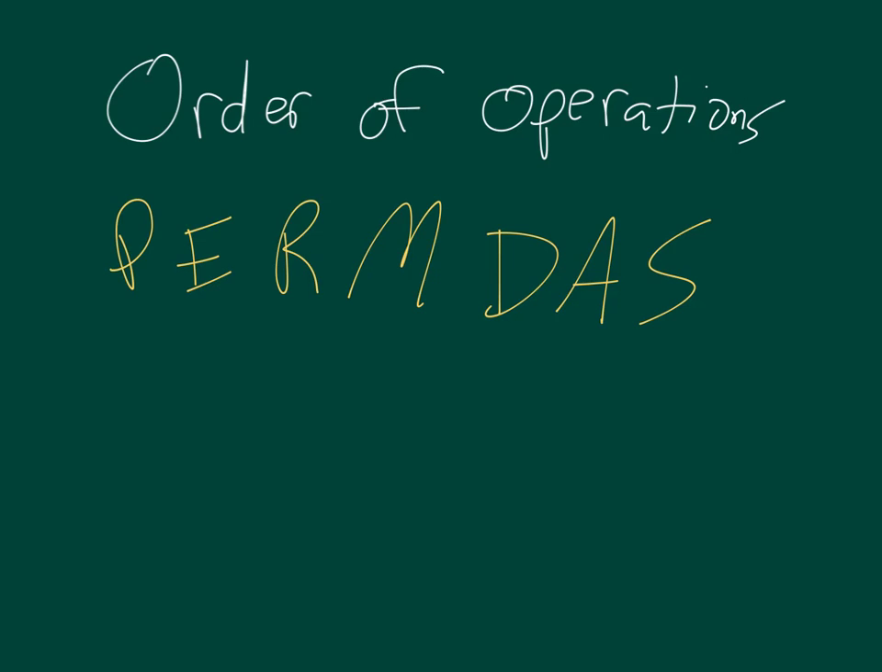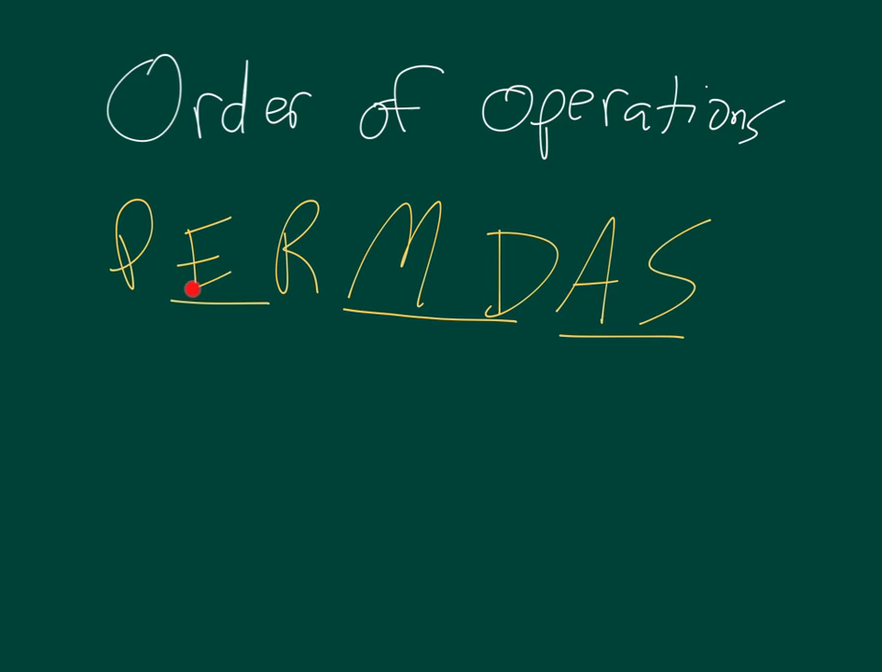P stands for parentheses. Always do those first. Whatever's inside of parentheses happens first. And sometimes there are hidden, invisible parentheses, and we'll talk about those too. E stands for exponents. And then from here forward, what we're looking at is items that are inverse operations or opposite operations.